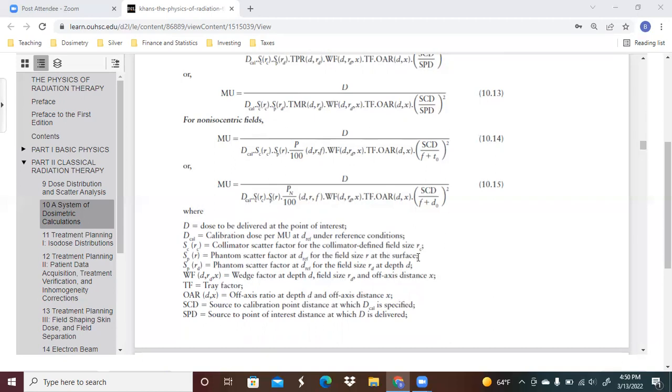For the field size R at the surface, that's going to be applicable to your PDD or your non-isocentric fields. The reference depth here is going to be the phantom scatter factor at D, the reference depth for the field size R sub D at depth D. So for the SAD fields, you have a certain depth D at which you do that. Here, this is being done for the non-isocentric fields. This is being done at the surface.